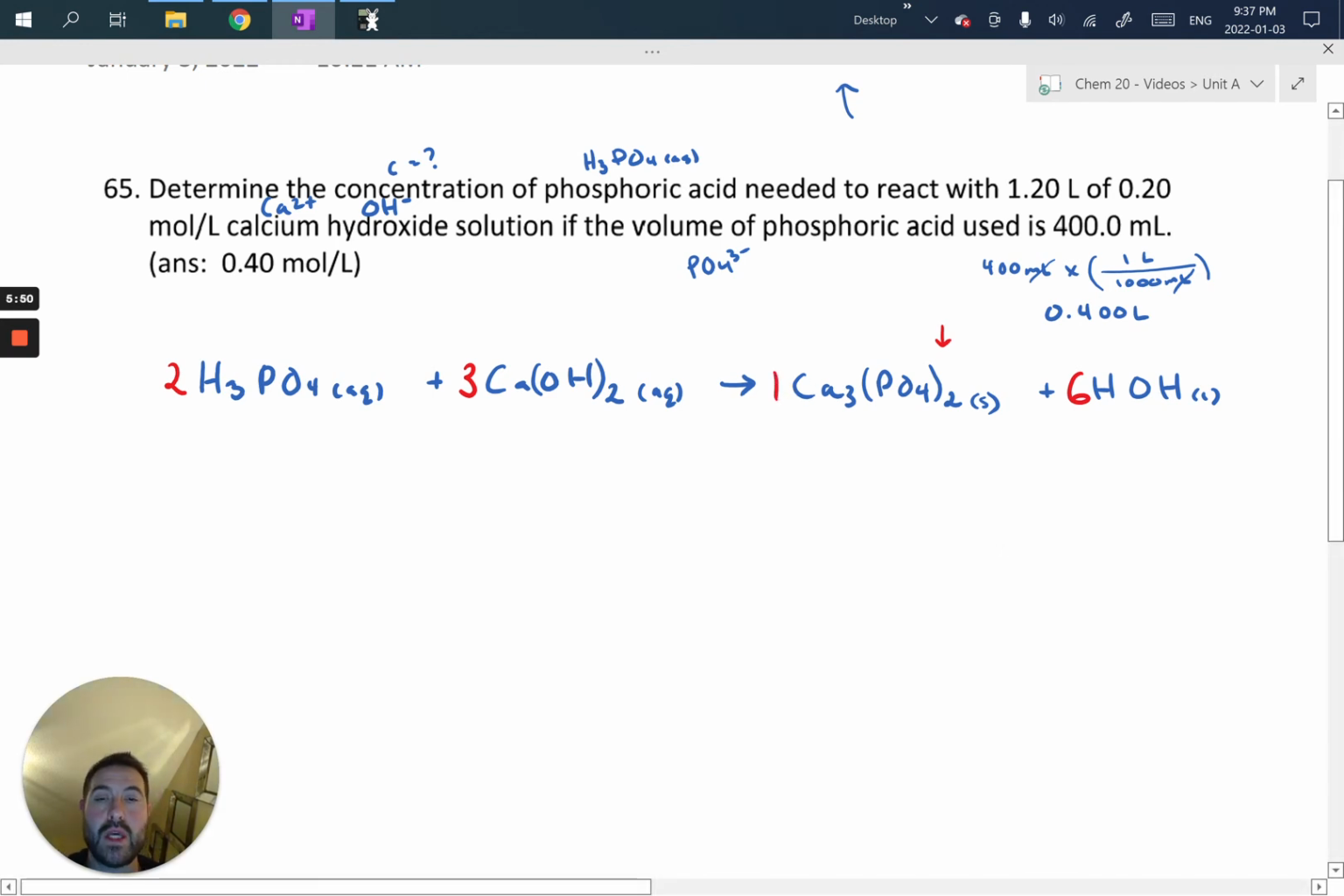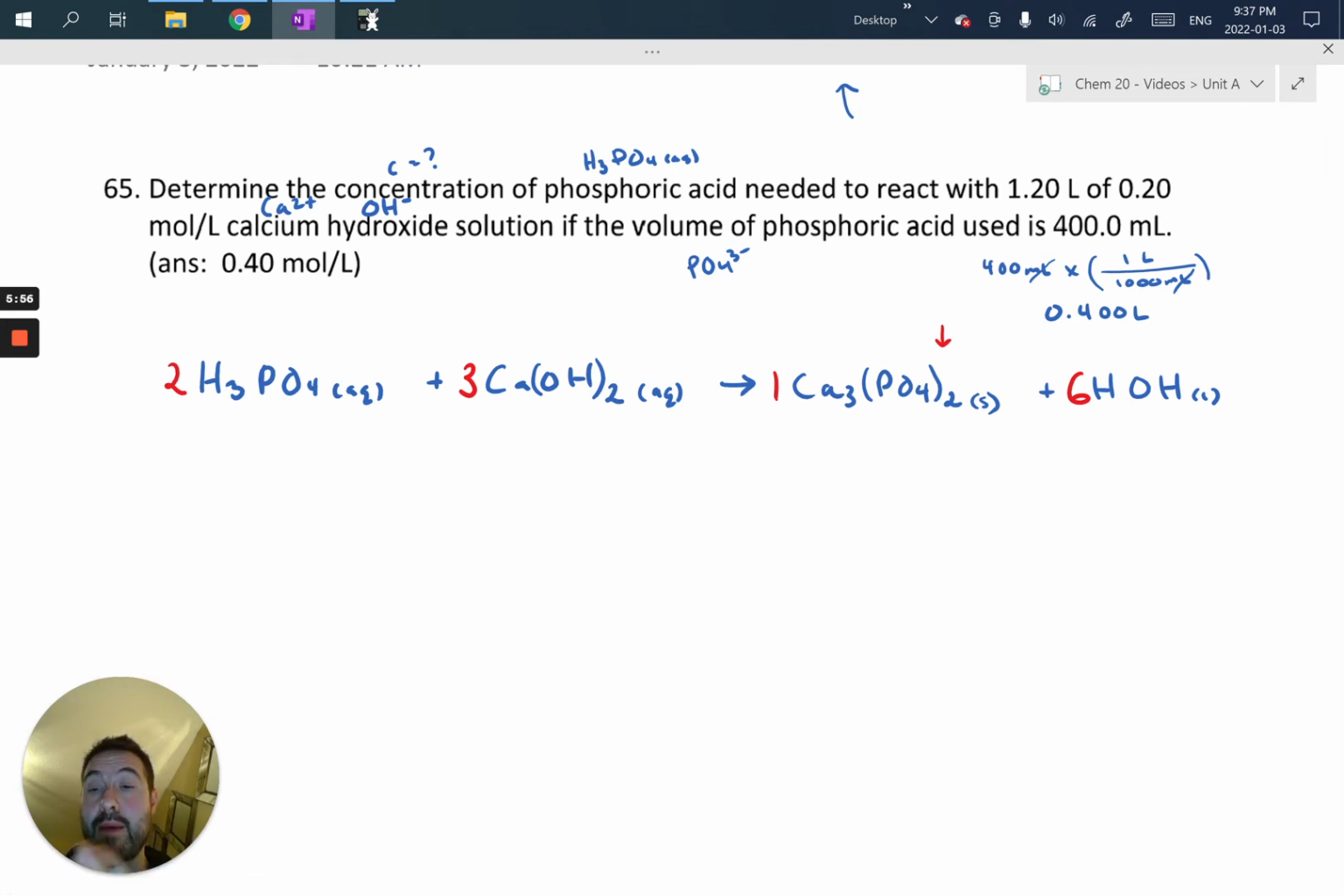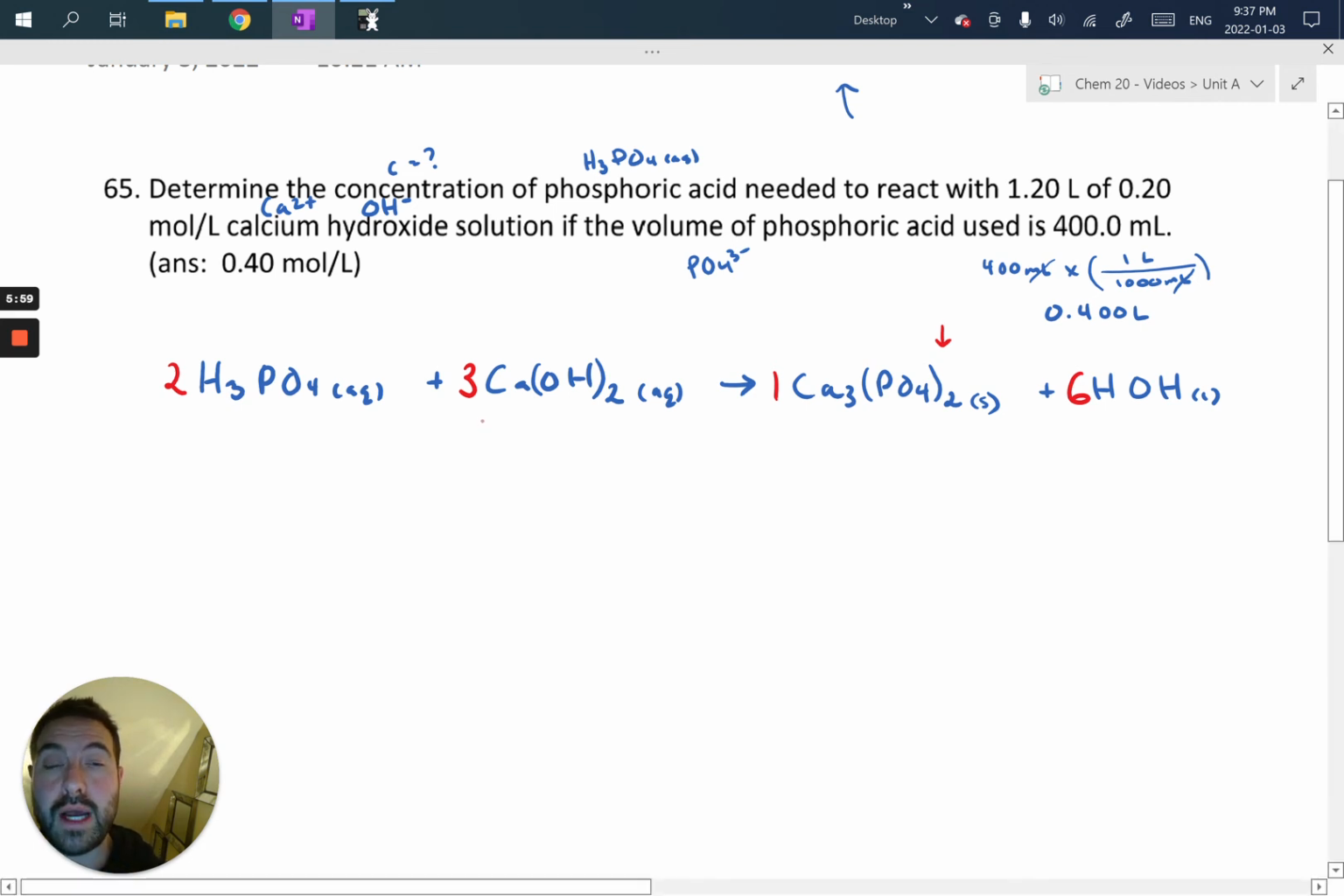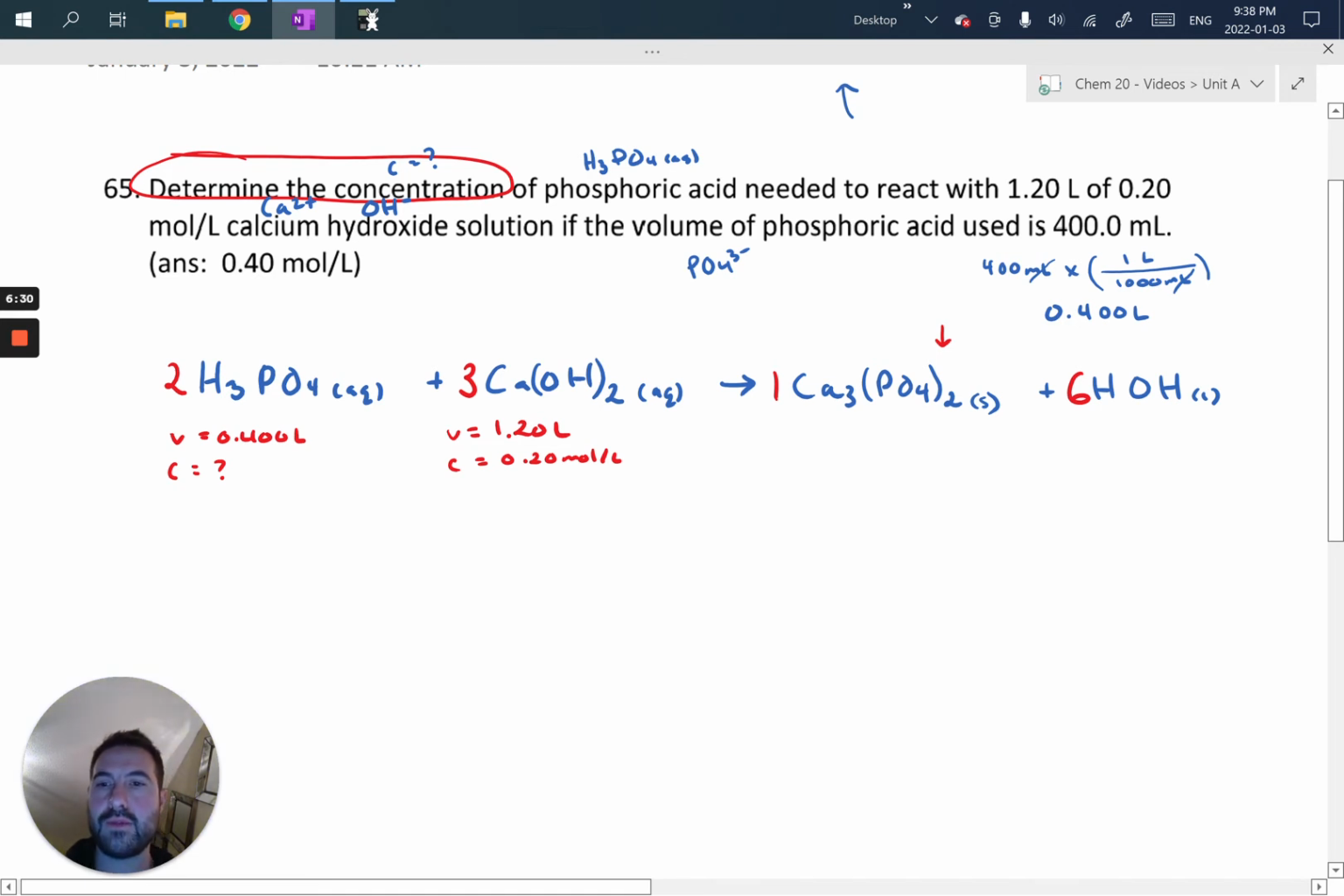All right. So now the next thing I'm going to do is write down my given information and my required. My given is my calcium hydroxide. I have a volume of 1.20 liters, and I have a concentration of 0.20 moles per liter. And then I know the volume of my phosphoric acid, it's 0.400 liters. And my concentration, that's what I'm looking for. So that's what I need to find.